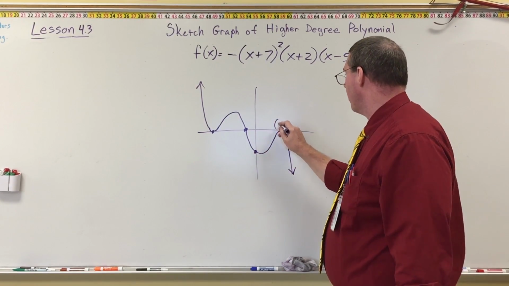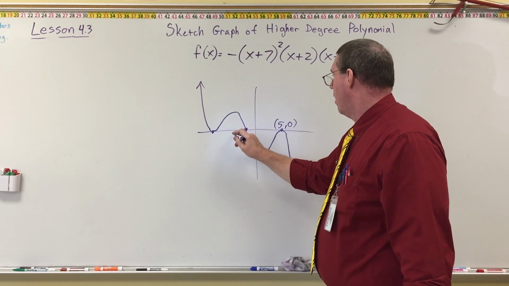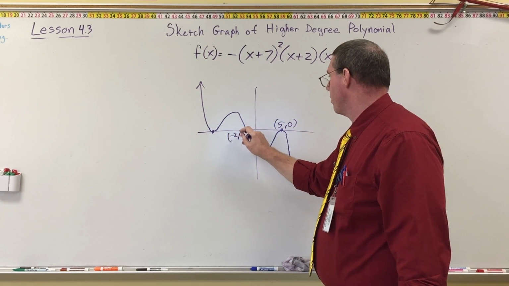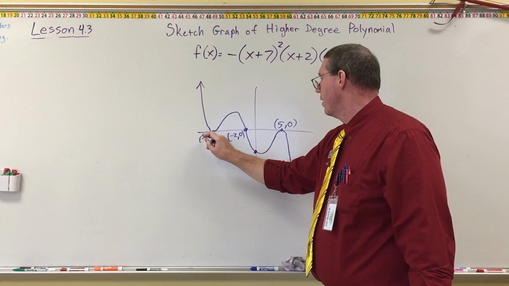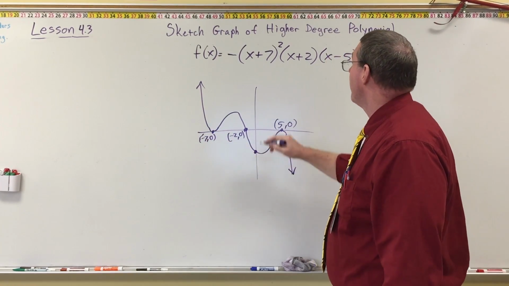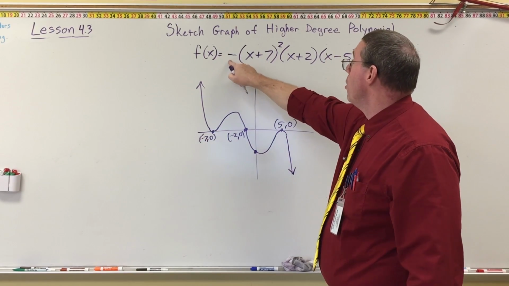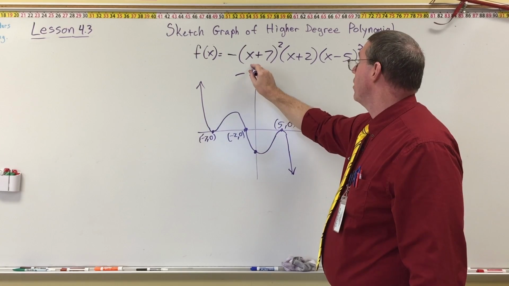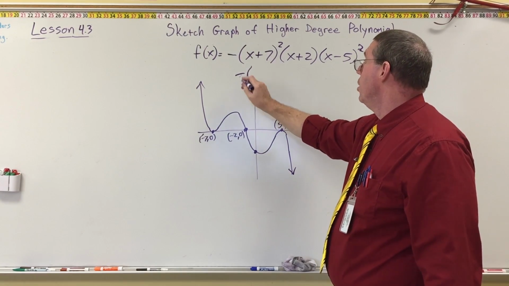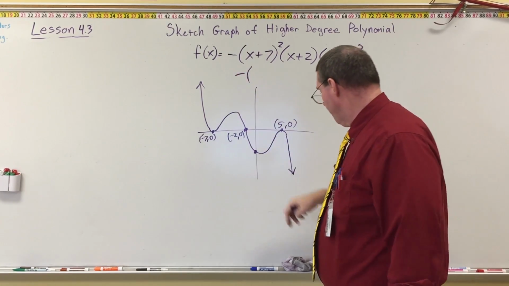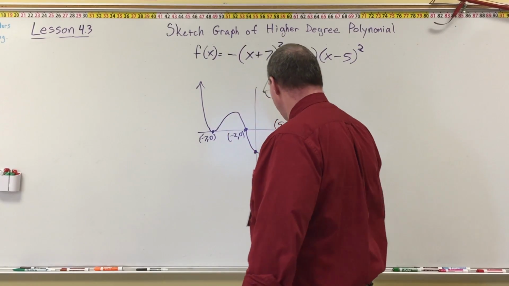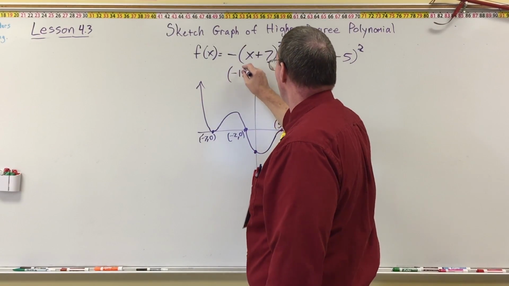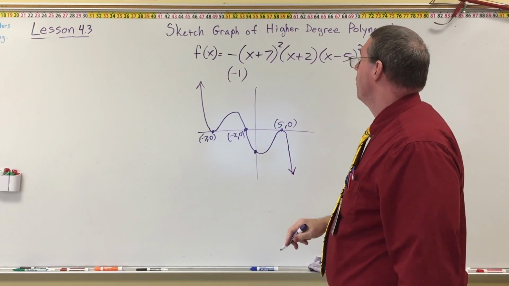Let me go ahead and label these. I got 5, 0. I've got -2, 0. And I've got -7, 0. And then I'm going to put a 0 in here. Now note, I got to put this negative on the front of this whole multiplication. Got it? You could even put a -1 in. It might be a good idea for you to put a -1 in parentheses to represent the lead coefficient.